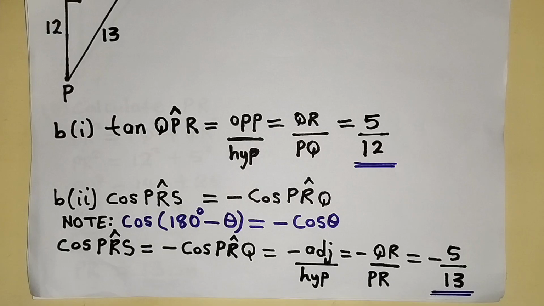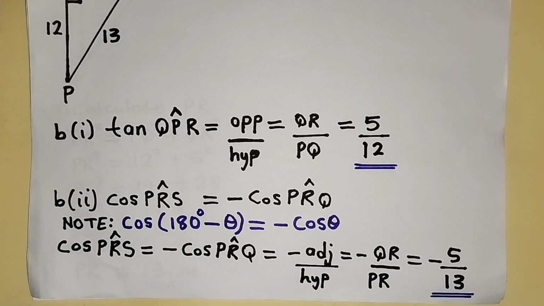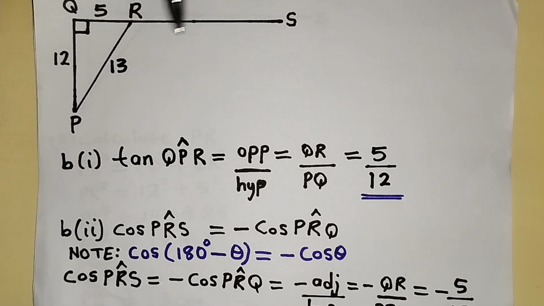The second part of the question of part B says that we want to find cos PRS. Okay. We check very well. PRS is this one. It's an obtuse angle. Let me show you. PRS, this one is an obtuse angle.